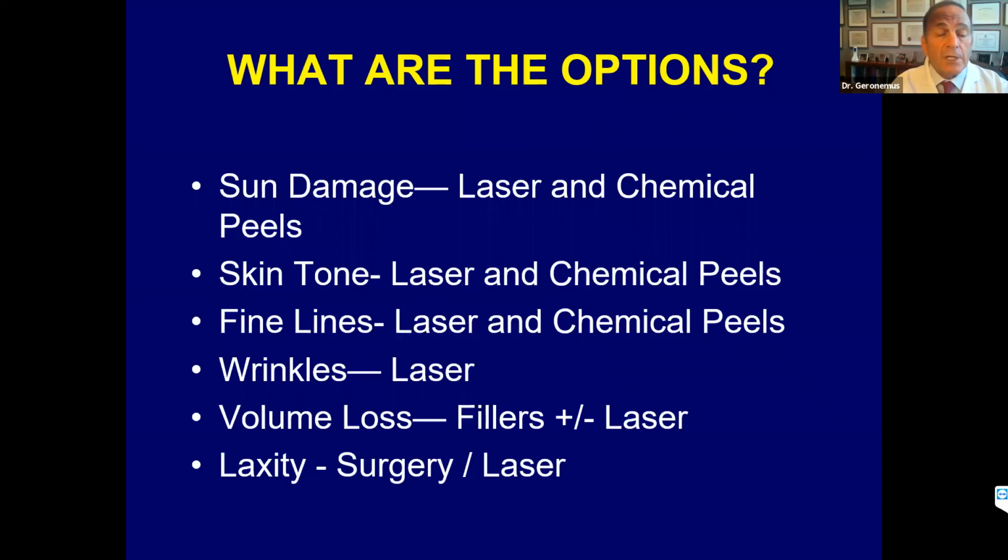So what are the options in addressing these problems? Sun damage, we address through laser and chemical peels. I'm a laser guy. I've been working with lasers since 1983. I think lasers are preferable in dealing with sun damage. We'll be going into that, but by and large, we can do full facial treatments. We can treat the neck, the chest, the arms, and the legs with sun damage by using non-ablative fractional treatments or ablative fractional treatments. I'll talk about the differences there. Skin tone, again, I prefer the lasers for that purpose, and we have varying degrees of lasers in terms of downtime and recovery time.